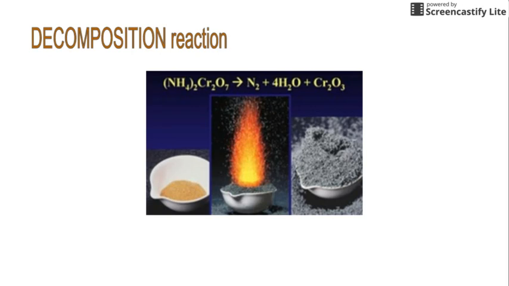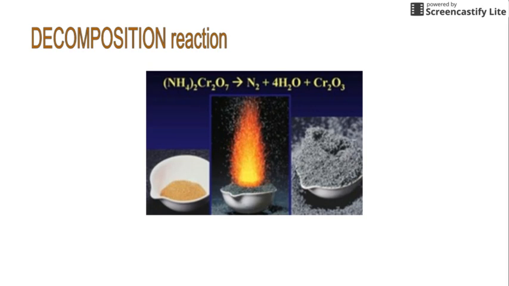So here's an illustration of a decomposition reaction. On the left, the orangish substance is ammonium dichromate. When it's heated, that's what's happening in the middle picture, it decomposes. And if you look at the picture on the right, you might think that there is only one product, that gray substance. That substance is chromium 3 oxide.